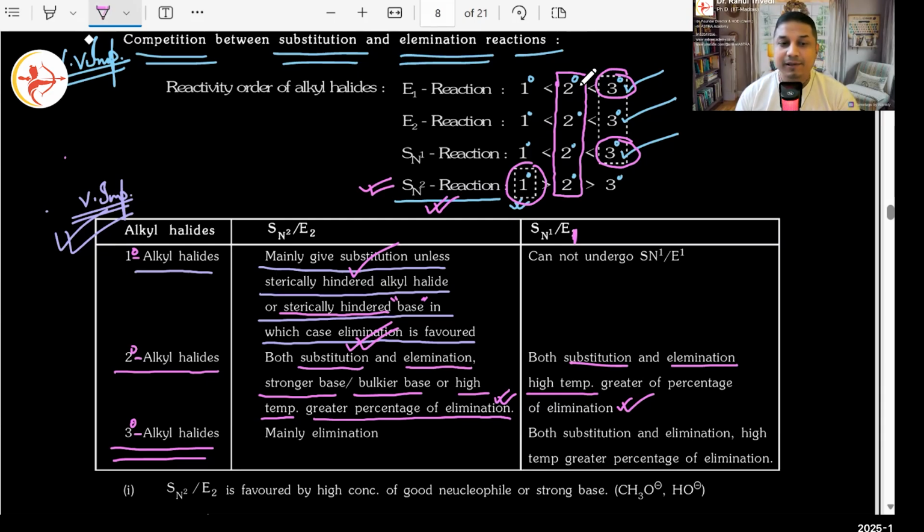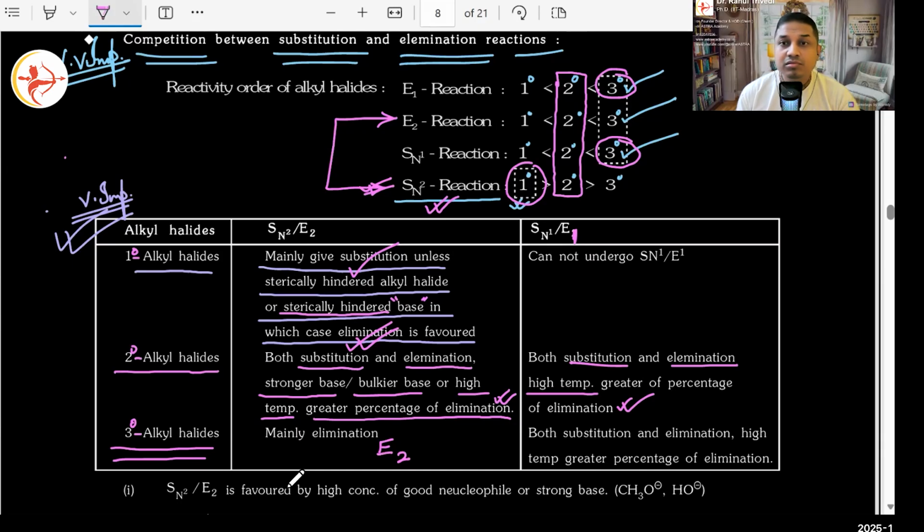Yes? Okay. When it comes to SN2 and E2, comparing SN2 and E2, no way SN2 will happen. Yes or no? No way SN2 will happen, because SN2 has the least reactivity order for 3 degree alkyl halide. So what will form here? E2.